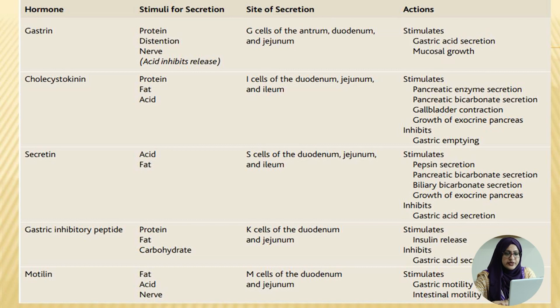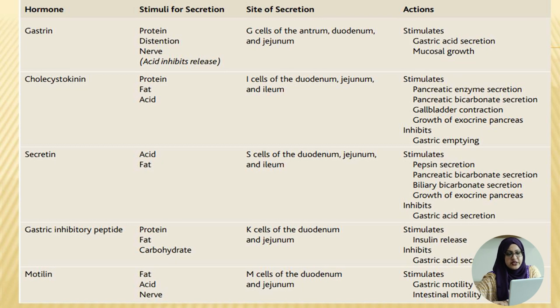This is the table showing the function, where each is released, and what the main stimulus is. In case of gastrin, it's secreted from the G cells of the antrum, duodenum, and jejunum when there's protein in the antrum or in the duodenum, or there's any type of distension, or there's activation of the nerve. The main function of gastrin is gastric acid secretion and mucosal growth.